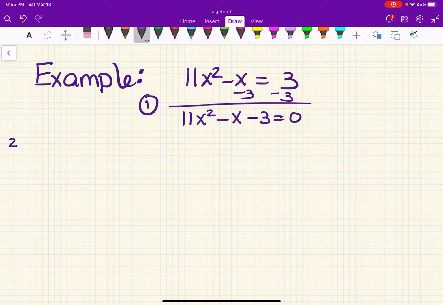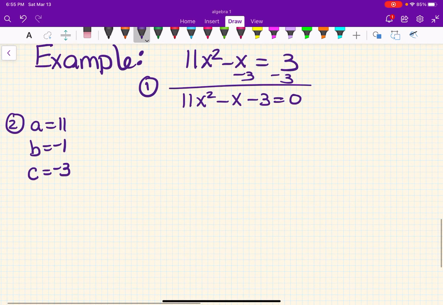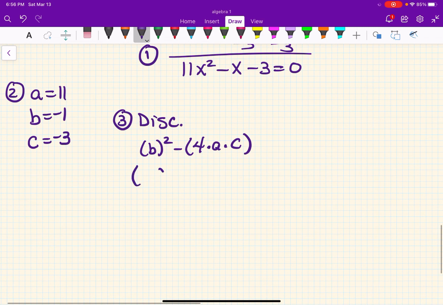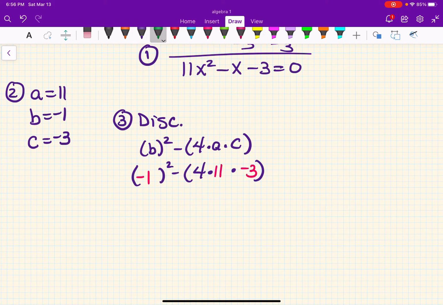Now I can start my a, b, and c. A is 11. B is negative 1. Be careful, it's not x, it's negative 1, even though it's invisible. And c is negative 3. Now we're going to do our discriminant. Our discriminant, again, is b squared minus 4 times a times c. So I'm going to leave the parts from the formula that I need and replace the variables with numbers. So I'm using lots of parentheses. B is negative 1 again. A is 11, and C is negative 3. I put that into my calculator, and my answer comes out as 133.